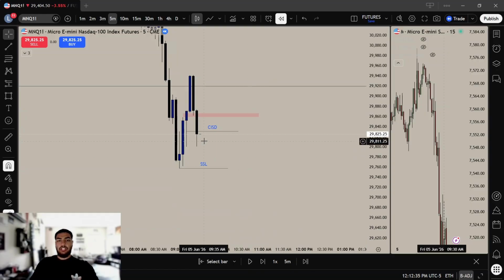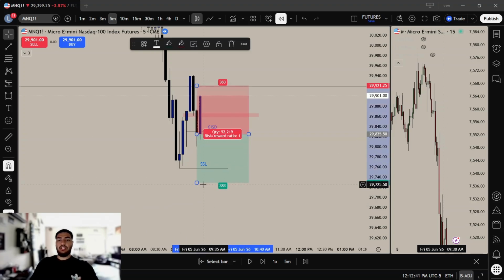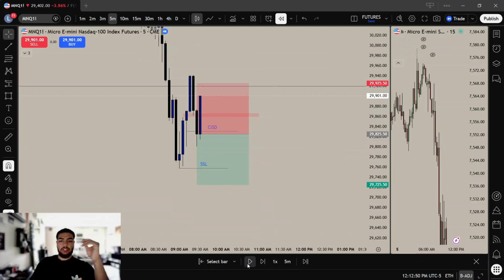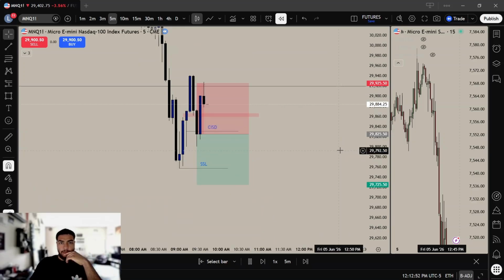You come in, this is where I would take my trade right here, right? I would take this short if I had real targets, obviously. Let's just say it's a 1% risk. You take this. Let's see what happens.